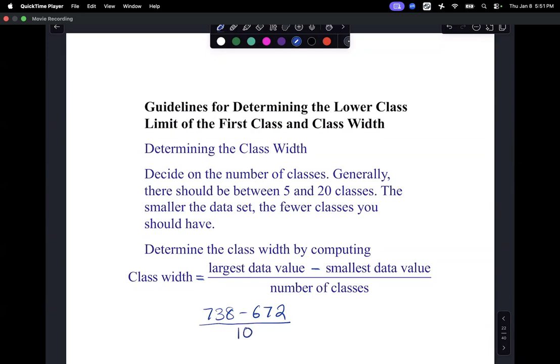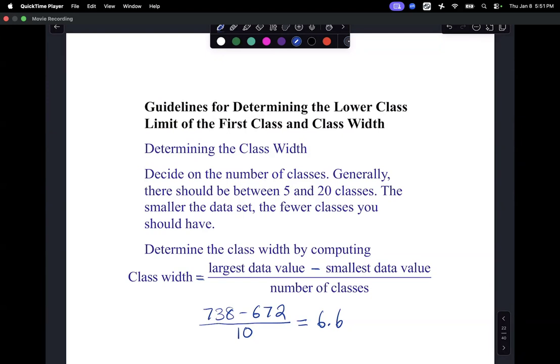So if I do that, let me grab my calculator. I'm going to do 738 minus 672, and I'm going to divide it by 10. My class width would be 6.6. This is why it's annoying to me. I want my bin widths to be nice numbers. I want to use something like 10 or like 5 or like 15. Counting by 2 is fine also, depending on what you do. But in this case, with big numbers like this, I don't want my bin width to be 6.6. That's just weird. This is why I'm not the biggest fan of this.